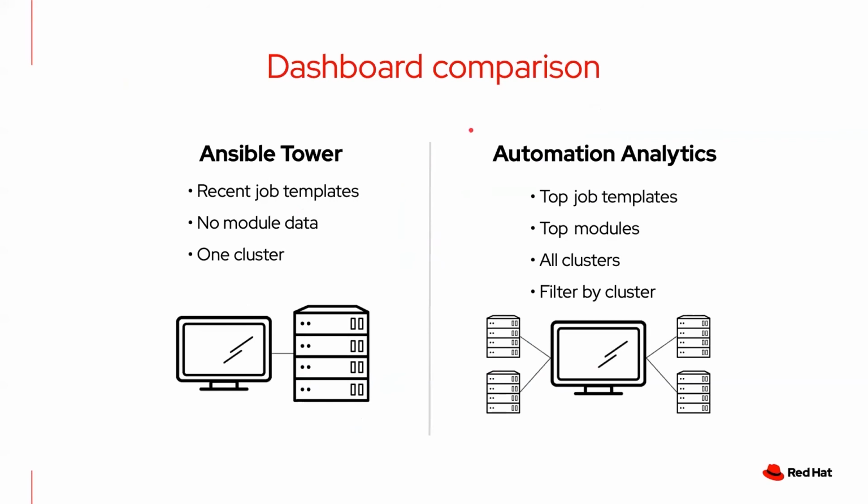And here you can see your dashboard. You can see recent job templates. You can see no module data is passed along here, so it doesn't show any internals, and it can show you clusters. You can see your automation analytics. You can see your top job templates, top modules, very similar to what we said before, and you can filter by cluster because you may have more than one Ansible cluster depending on physical location or team or organization or however.